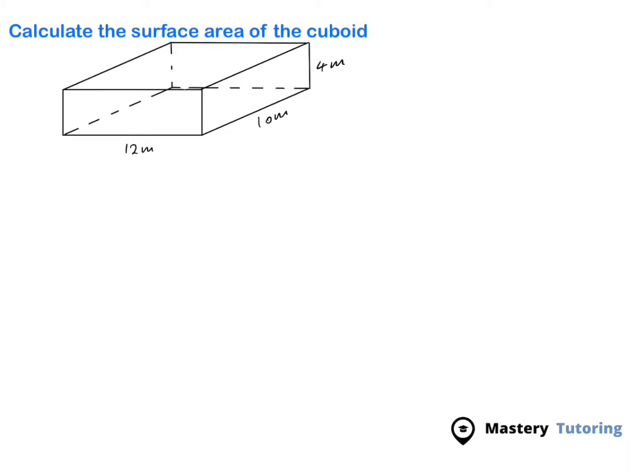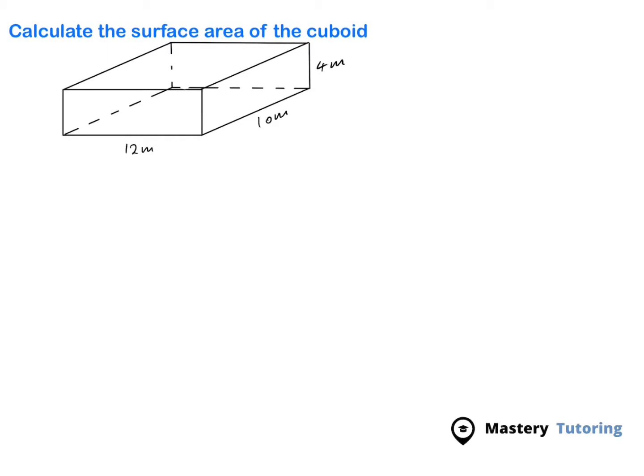Master Tutoring. So today we're going to be doing the question on the screen, which requires us to calculate the surface area of the cuboid given, and the dimensions of the cuboid are given as 12 meters from here to there, 10 meters from here to there, and 4 meters from here to there.